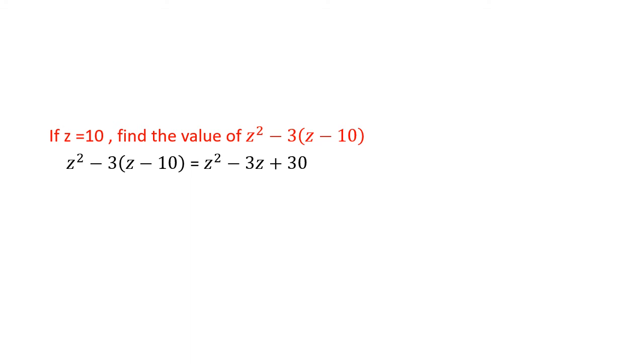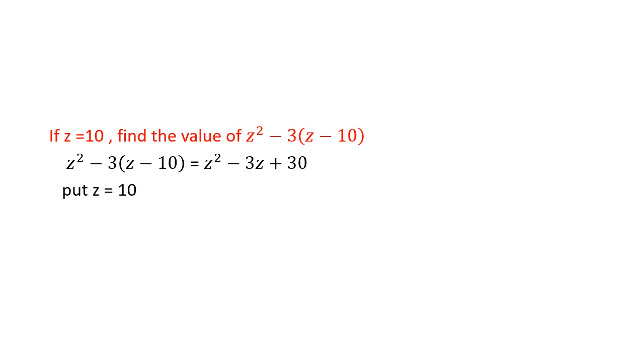First we are going to solve the terms inside the bracket. Just multiply the minus 3 inside. So what will we get? z square, minus 3 into z is minus 3z, minus 3 into 10, minus into minus is plus, 3 tens are 30. Okay, now we got it, right? Then apply the value of z.